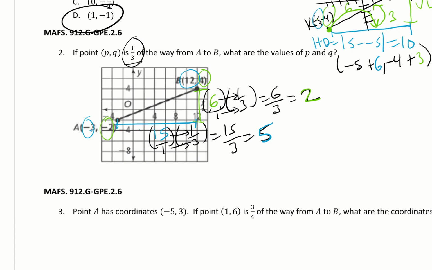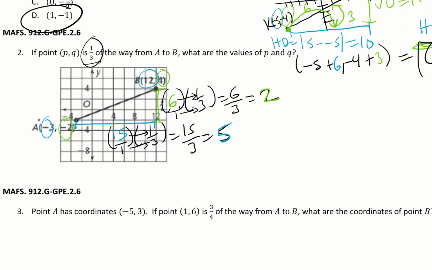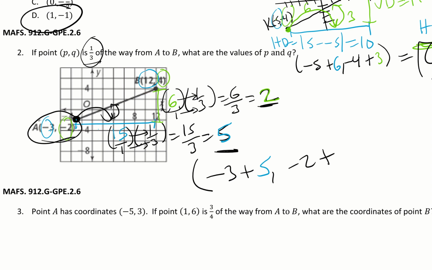All right, so then you're going to take each of those coordinates and you're going to move from A to B. You're going to move A by 5, and then you're going to move it up 2. Okay, so the coordinates of A are -3, -2. So -3 plus the 5, -2 plus the 2.